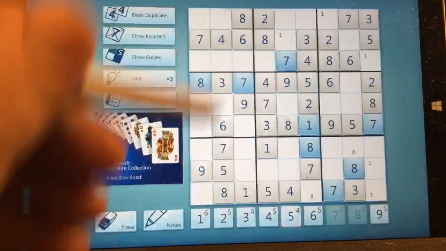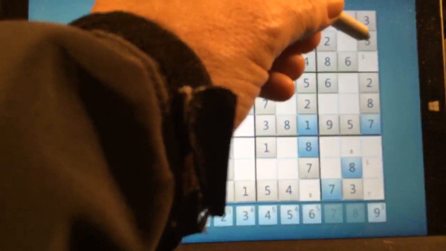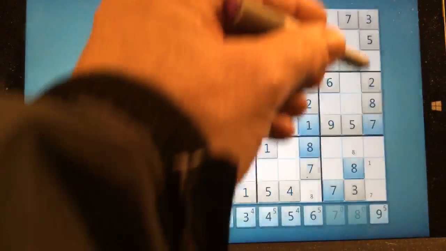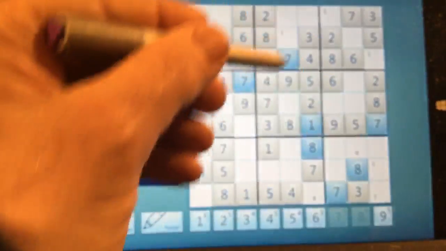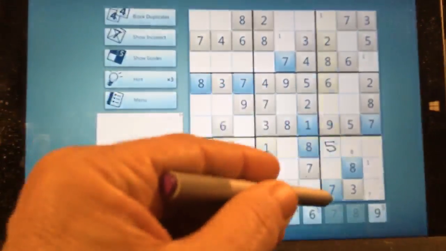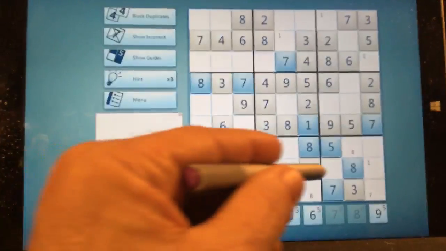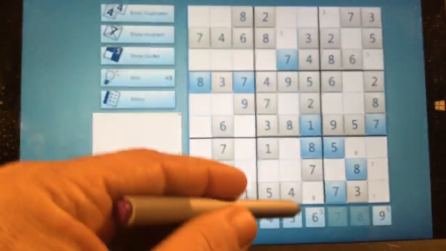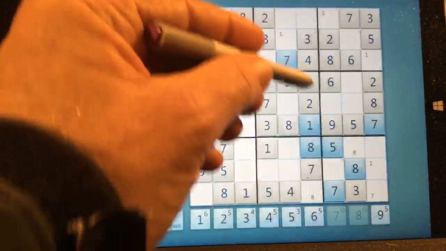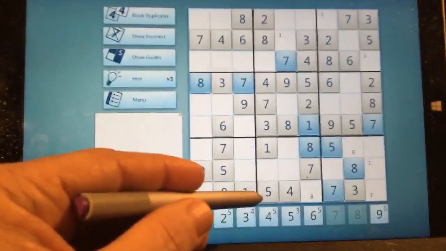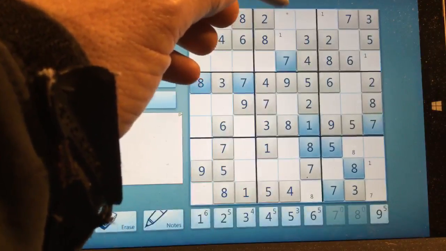Let's go to 5. Right-hand column of boxes. 5's on the right, 5's in the middle. 5 has to be there because it cannot be there. Okay, let's go in the middle column for 5's. There's no 5 here yet. 5's on the right, 5's on the left. Therefore, 5 must be in the middle.